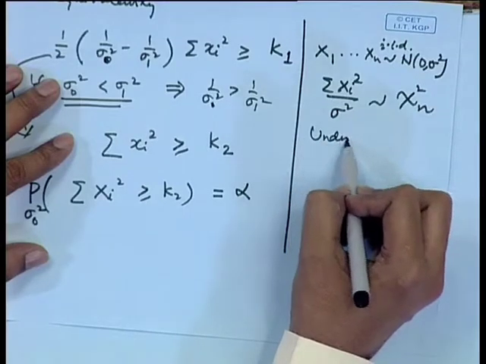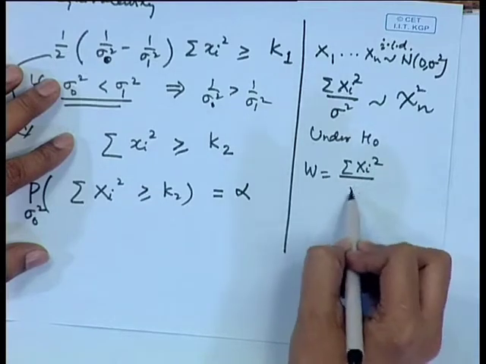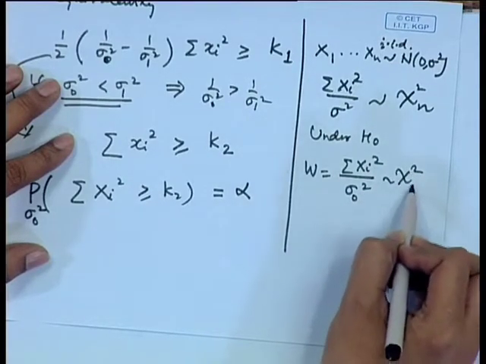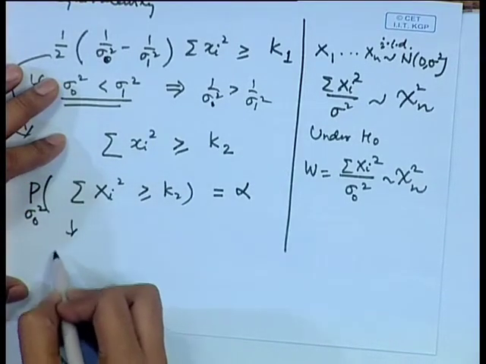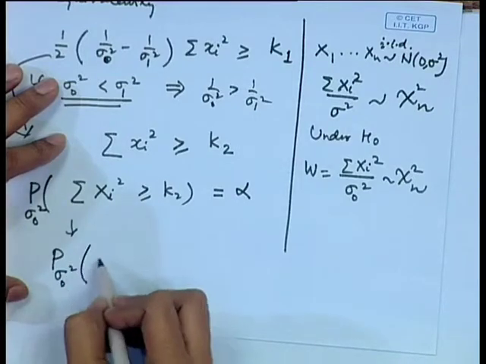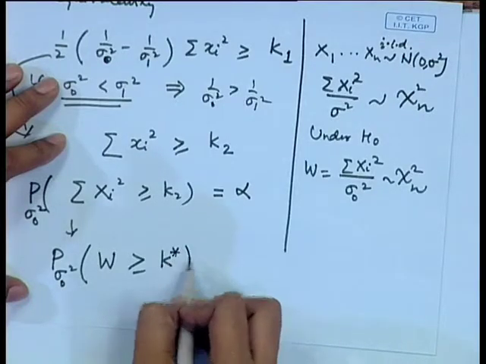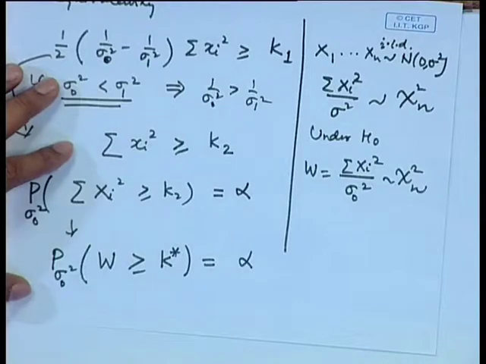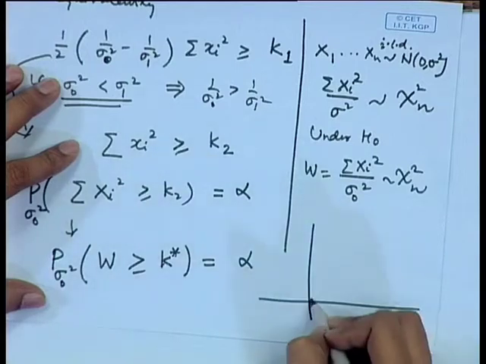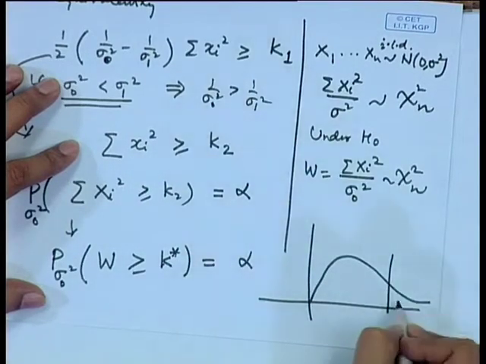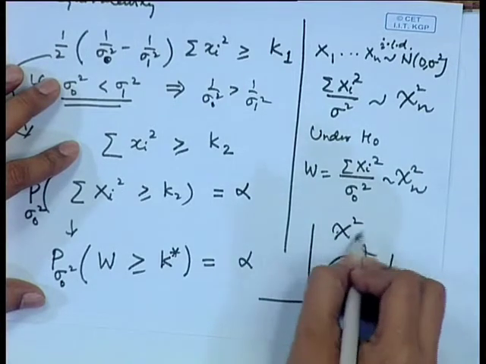So, these are independent and identically distributed random variables. Under H naught, let me call it W, that is sigma Xi square by sigma naught square, that follows a chi square distribution on n degrees of freedom. So, we can write down this statement as: probability of W greater than or equal to some k star is equal to alpha. Since W is following a chi square n distribution, the point k star becomes the upper 100 alpha percent point. This point is k star and this is alpha. So, this point is nothing but chi square n alpha.